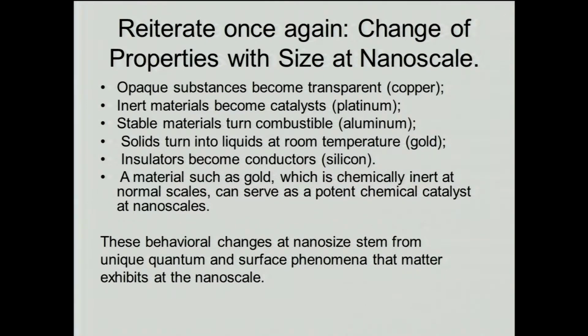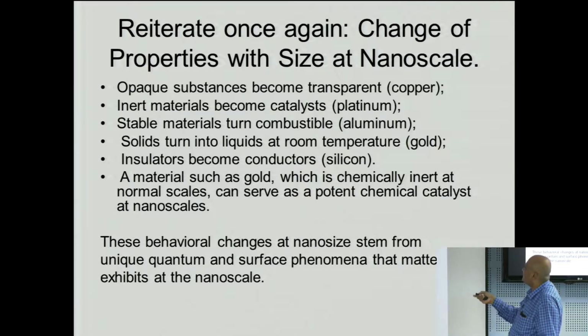Okay. Change in properties, the size, I just gave you an example. Opaque substances become transparent, copper you can make transparent, inert materials become catalysts, stable materials turn combustible, solids turn into liquids, insulators become conductors. So, these are some of the properties which we can change.